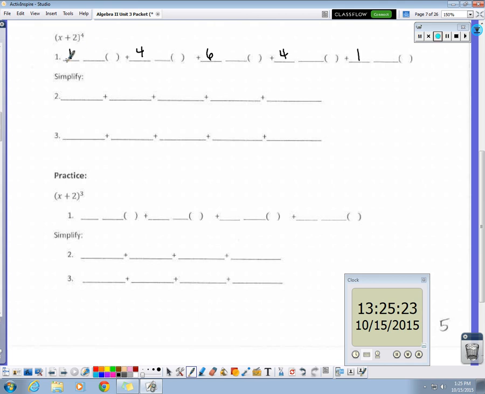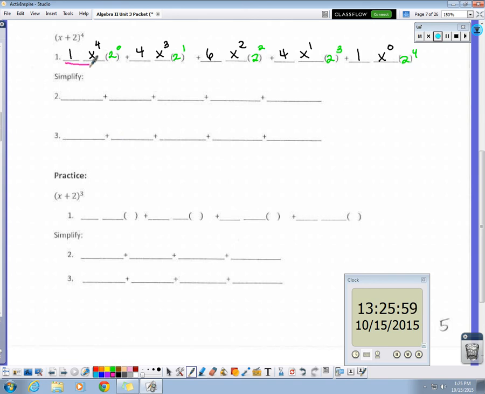Okay, so now x is the first term. And since it's first, it gets to start out to the 4th power and then it descends all the way to the 0 power. Okay, and then our number is 2, and it's raised to the 0 power, and then it ascends up to the 4th power. Okay, any questions so far? Okay, so now let's simplify term 1.